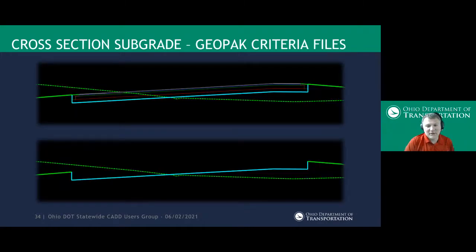In GeoPack, using the criteria files, our cross sections would look like these. You can see the pavement buildup and subgrade on the top example. And on the bottom, just the subgrade would be shown on our sheets. So it's real simple, just using levels. We can turn those on or off.